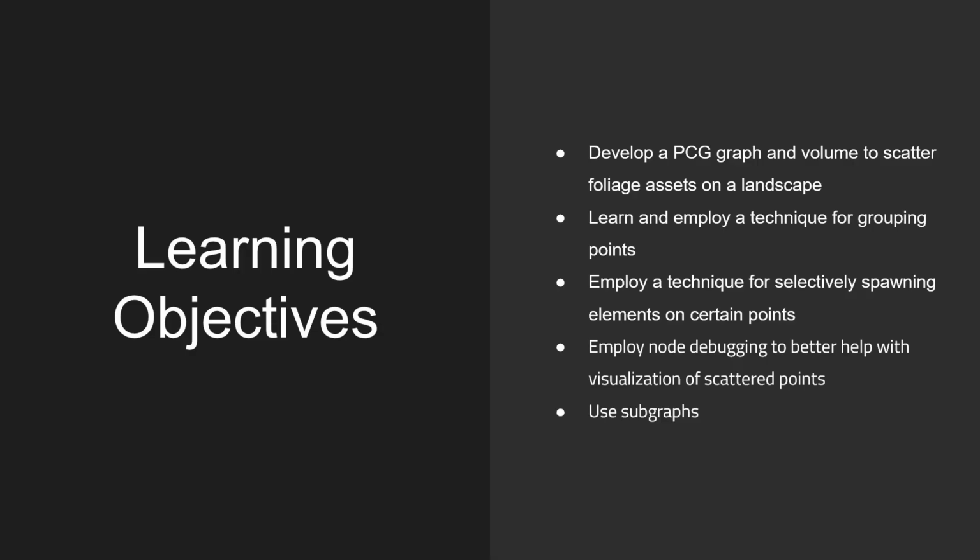Second, you will learn and employ a technique for grouping points. We'll look at how to use nodes to create distinct groups of points that we can then use for various purposes. Number three, we'll employ a technique for selectively spawning elements on certain points. So we'll look at a technique for fine-tuning where objects are spawned. Number four, we'll employ node debugging to better help with visualization of scattered points. And this will basically just help us to understand how our points are scattered in the subgraph.